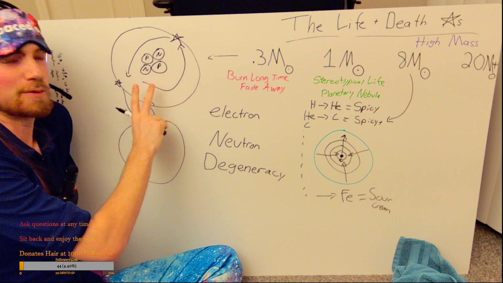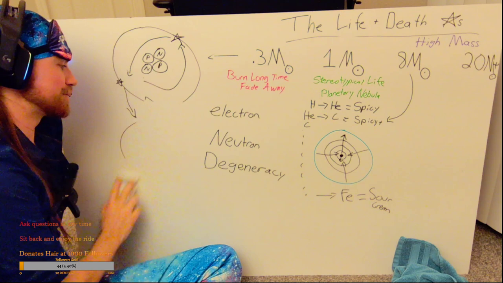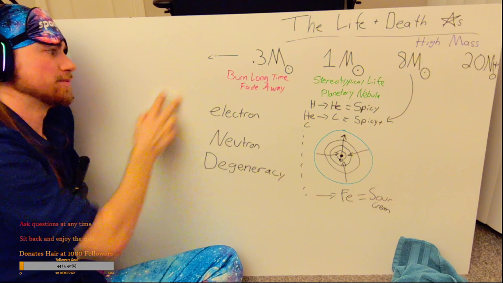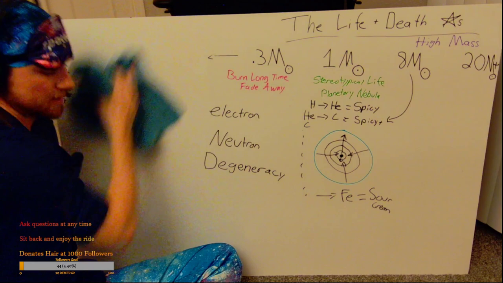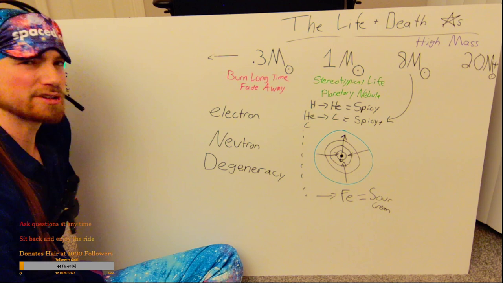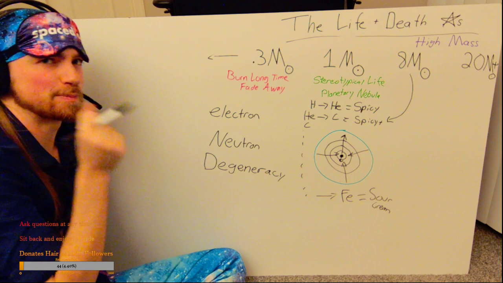For our 8-mass star, after it does its supernova, it's gonna go beyond even the electron degeneracy, and it's going to try and force the neutrons together, which might not seem like a big deal, because you're like, well, neutrons are neutral. They won't give a damn about it. Well, the problem is space. Not space as in astronomy space, but the emptiness that's in an atom.